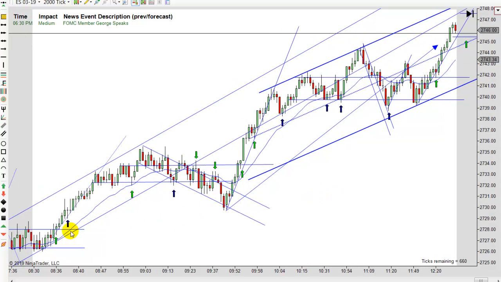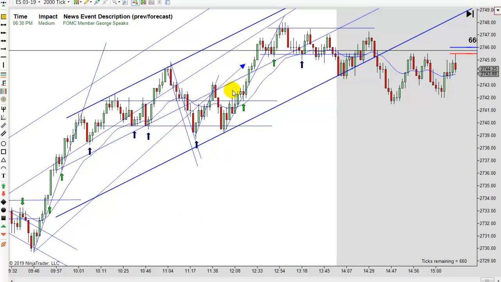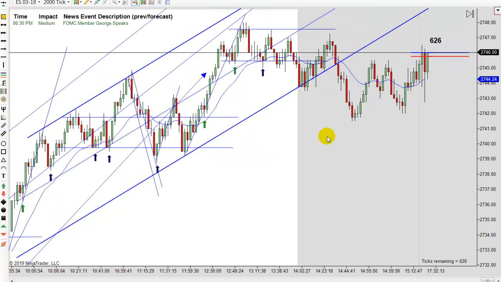Where was the other one? Right here. So, and off it goes. I did make it green just simply because it's not a really great setup, but if you saw all the stuff I just talked about, it's hard to pass it up.